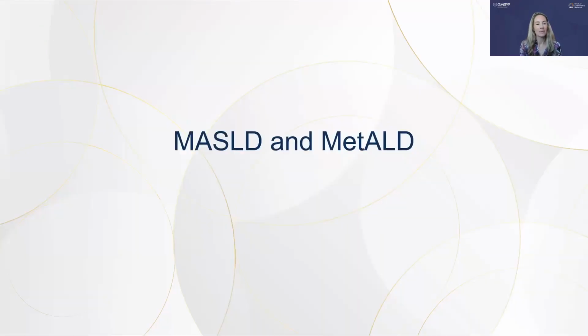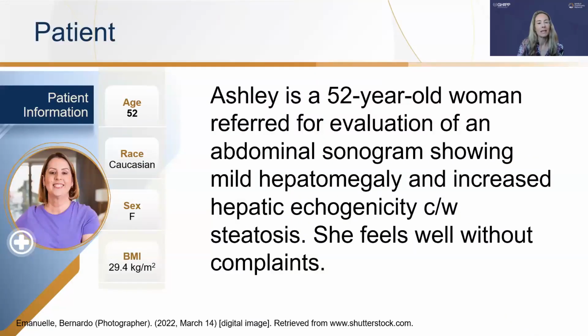So today we're going to be talking about MASLD, which is metabolic dysfunction associated steatotic liver disease, and the category of MetALD, which is metabolic dysfunction and alcohol associated liver disease. We're going to be using a patient case to go through this. So our patient is Ashley.